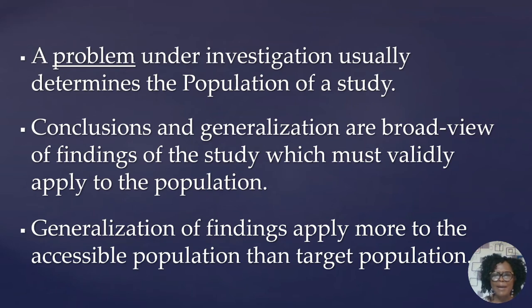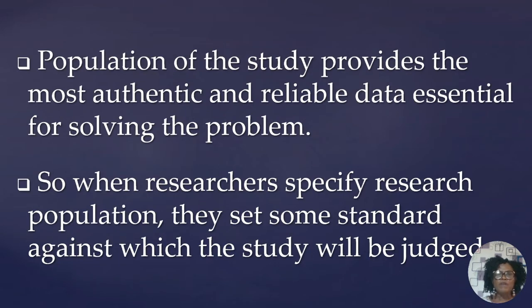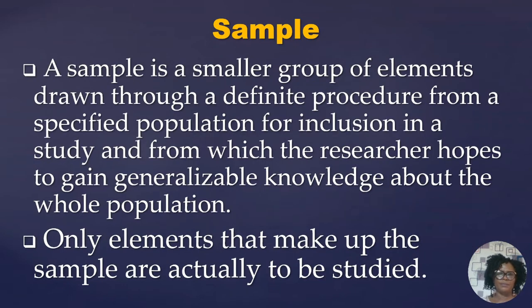Generalization of findings applies more to the accessible population than the target population. This is a fact because that's the one you studied. So the information you got is more about that place. For you to use it to generalize to the target population, it cannot really give you that, because there could be deviations if you actually should go and study all of them. The population of the study provides the most authentic and reliable data essential for solving the problem. So when researchers specify the research population, they set some standard against which the study will be judged.